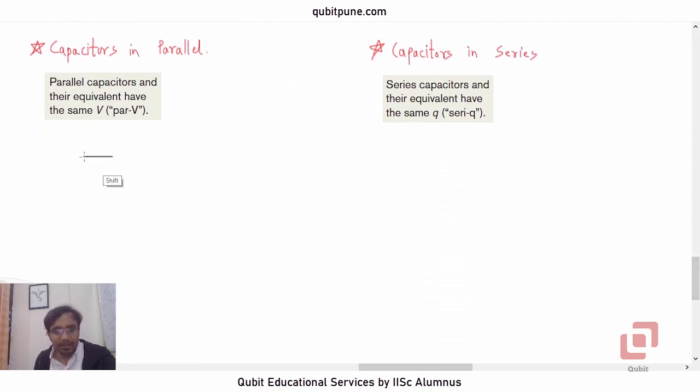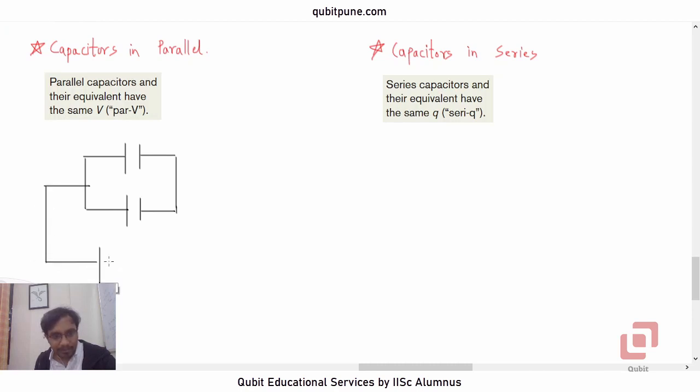Next part: capacitor combinations. When you connect the capacitors in parallel, the potential difference across the plates is the same. So the equivalent capacitance here is found by adding the individual capacitances. You can remember it by using the "par V" in parallel combination: the individual capacitors as well as their equivalent have the same potential difference across the plates.